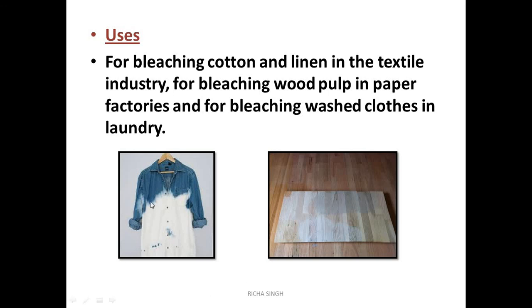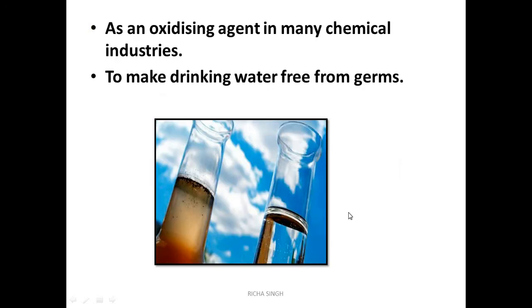Here in the picture you can see the denim shirt, it has got that white patch on it. What has happened here? The bleach has been used and the color has changed from dark blue to white. Here also you can see this is wood. The original color of the wood is this brown one, and it can be bleached to a much lighter shade by using bleaching powder. Other uses are as an oxidizing agent in many industries and also to make drinking water free from germs, making it pure.